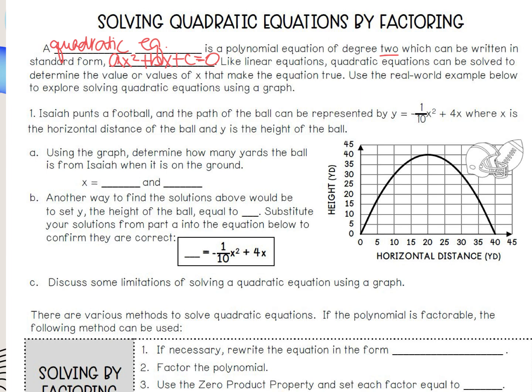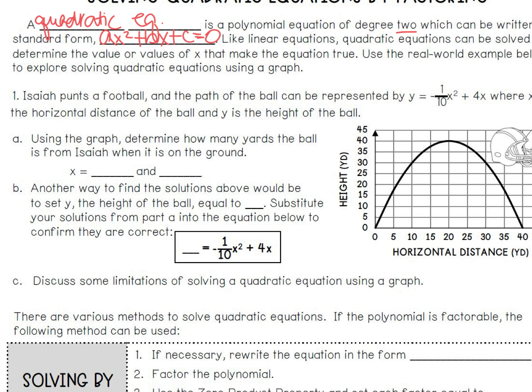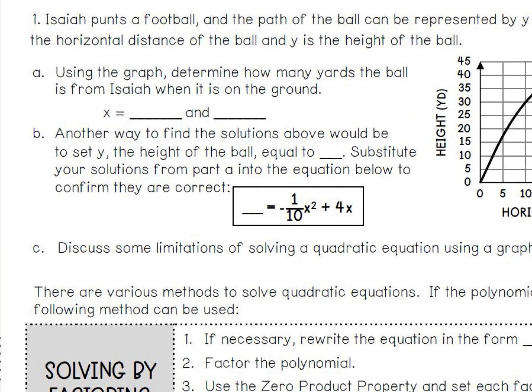So it says, Isaiah punts a football, and the path of the ball is represented by the equation y equals negative 1/10 x squared plus 4x, and x is the horizontal distance and y is the height of the ball. So we're going to look at this graph, and we're going to decide how many yards the ball is from Isaiah when it hits the ground. We talked about this in the last unit. When it hits the ground is when it is the what? What are we looking for if it's on the ground? The roots, right? The x-intercept, the root, the solution, and the 0.